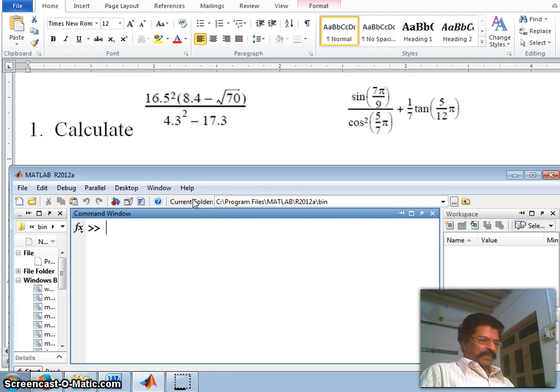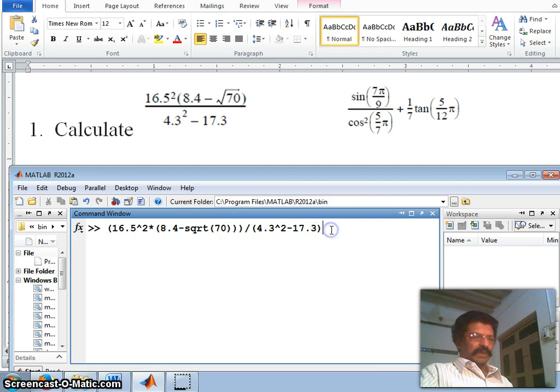So I will take 16.5 power 2 multiplied by (8.4 minus square root of 70). This is the bracket for the square root and this is the bracket for the left one, and this entire term is divided by this entire denominator. The denominator consists of 4.3 whole square minus 17.3. Right. So this is the expression how we write in Matlab.